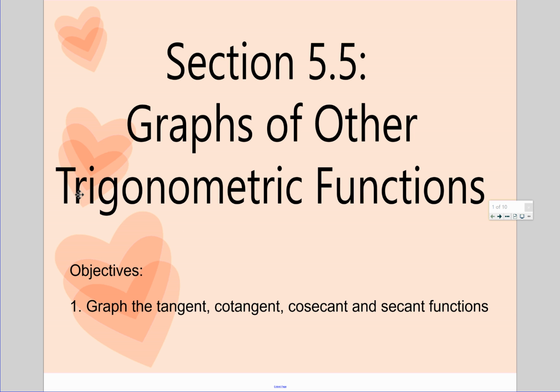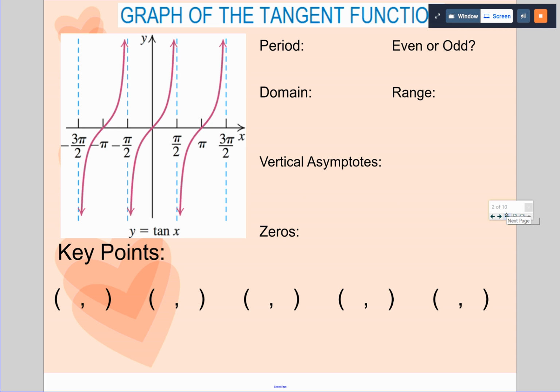All right. We're going to do part of 5-5 today. 5-5 is the other four trig functions, graphing them: tangent, cotangent, secant, and cosecant, and they kind of come in pairs. So today we're going to do just tangent and cotangent, and then tomorrow we'll wrap up the section with secant and cosecant. You're going to see a lot of what we do as far as the graphing goes.